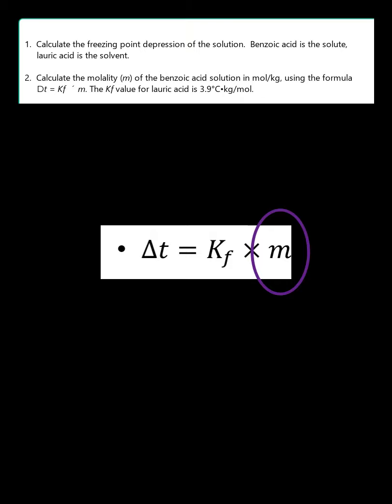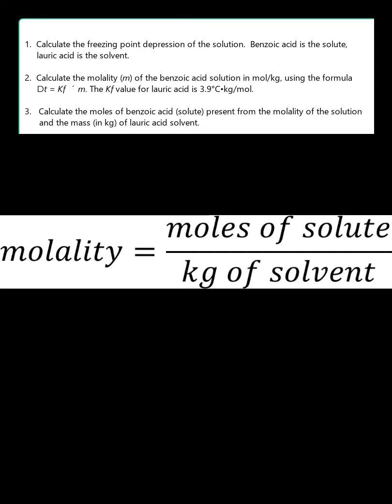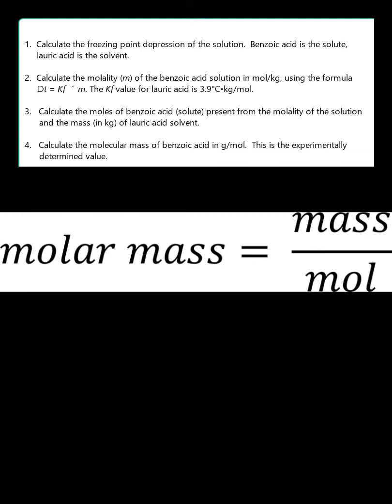of the solution. Now use the molality you calculated in question 2 and the mass of lauric acid from the test tube to calculate the moles of benzoic acid. Remember that benzoic acid is the solute. Be sure to convert the mass of lauric acid from grams to kilograms.